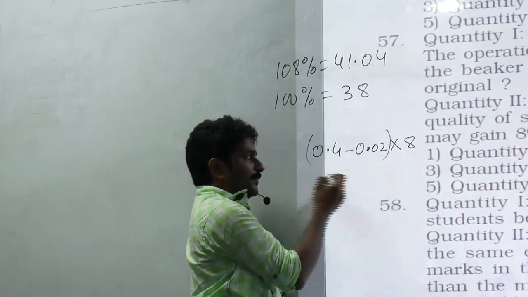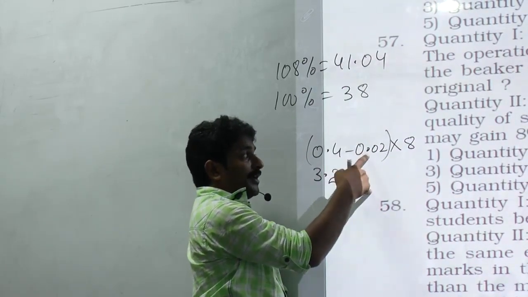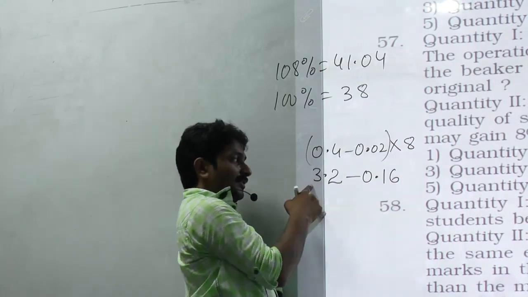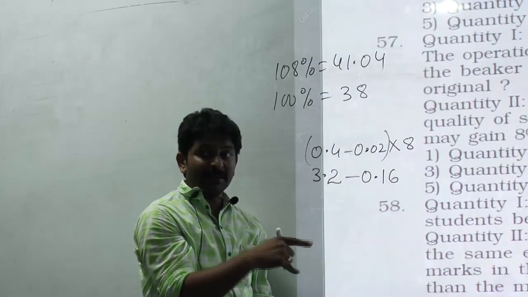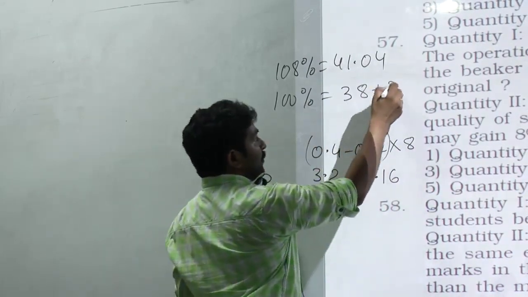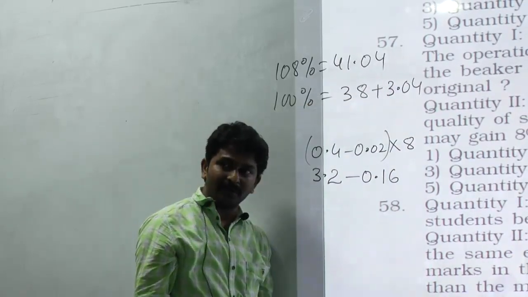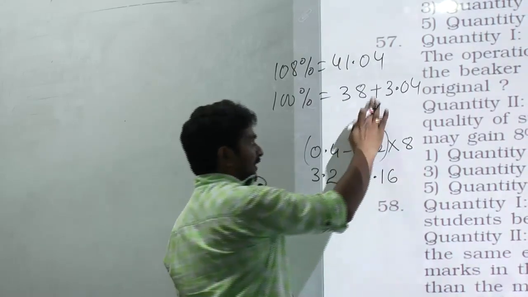0.4 8 times 3.2 minus 0.02 8 times 0.16. 3.20 minus 0.16 will be 3.04. To this number, if you can add 3.04, will you get 41.04 or not? Hence 38 is right. I'll tell you why 38.